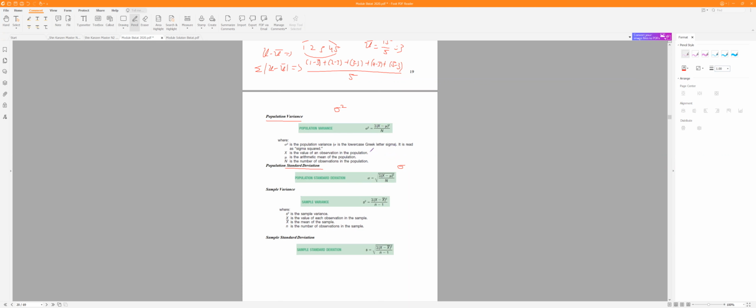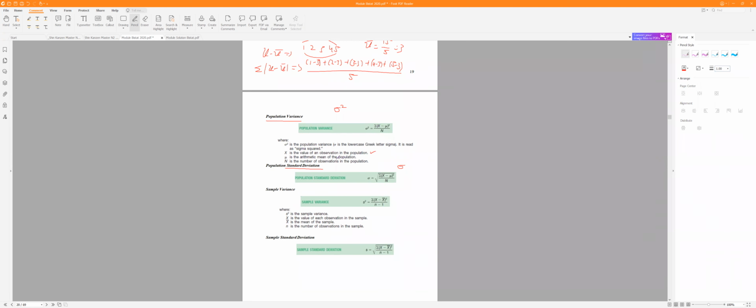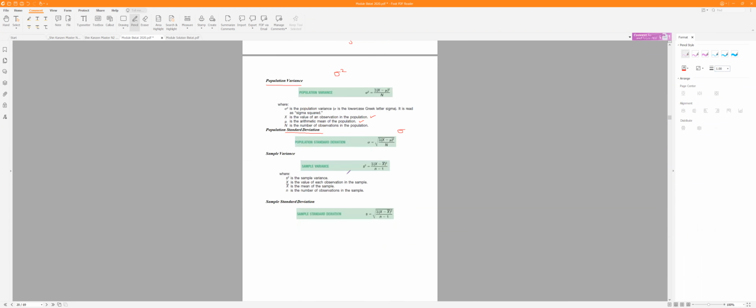X is the value of an observation in the population. So X I have explained above. And mu is the arithmetic mean of the population. And remember, this is just for population, okay? We haven't talked about the sample yet. And n is the number of observations.